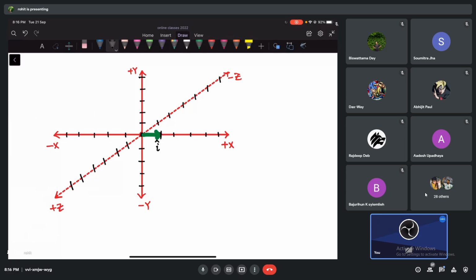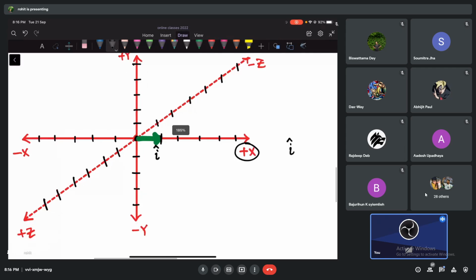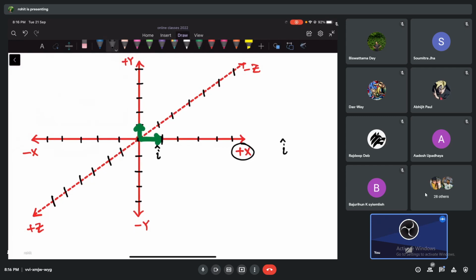Yes, sir. A vector which is 1 unit long and pointing in the positive x direction, we're simply going to call it I hat. Similarly, a vector in the y direction, I'm going to call it what? Green arrow again, from here to here, pointing in the positive y direction and 1 unit long, I'm going to call it j hat, j cap, for the y axis. And for the positive z, 1 unit long, what is this called, guys? K hat, K cap.